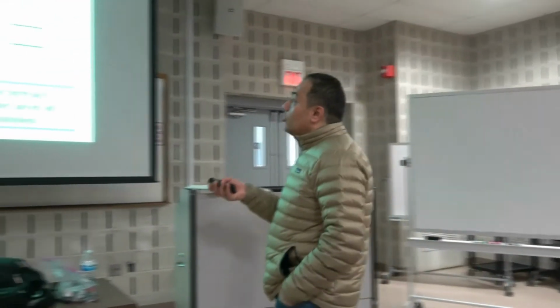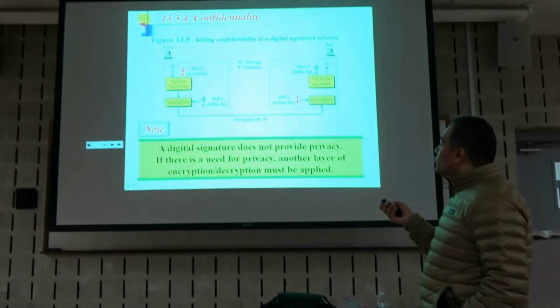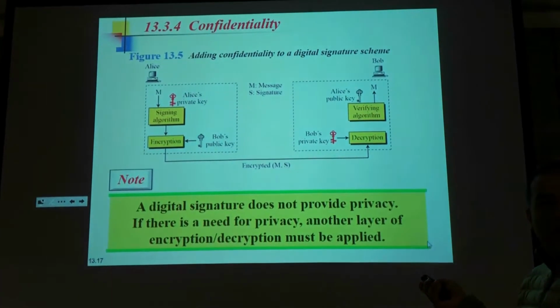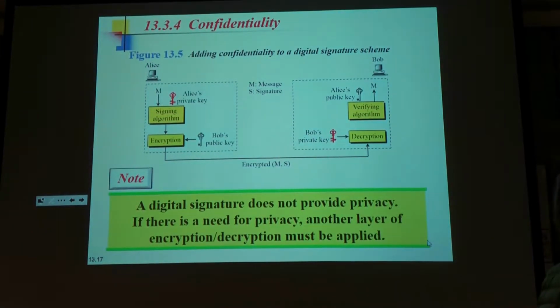So I cannot achieve confidentiality by digital signature. I have to have encryption. Whether asymmetric or symmetric doesn't make a difference. We could have encryption not using the public and private key. We could have one key, a shared key. Okay, we could do that, right?